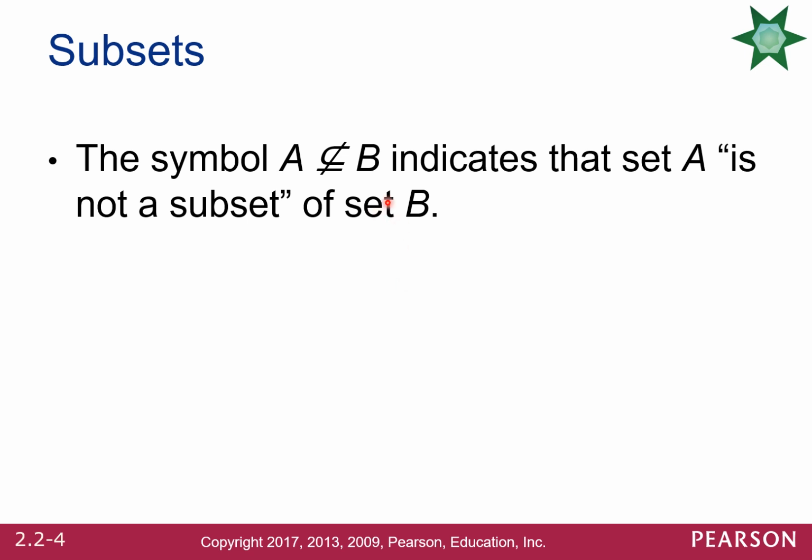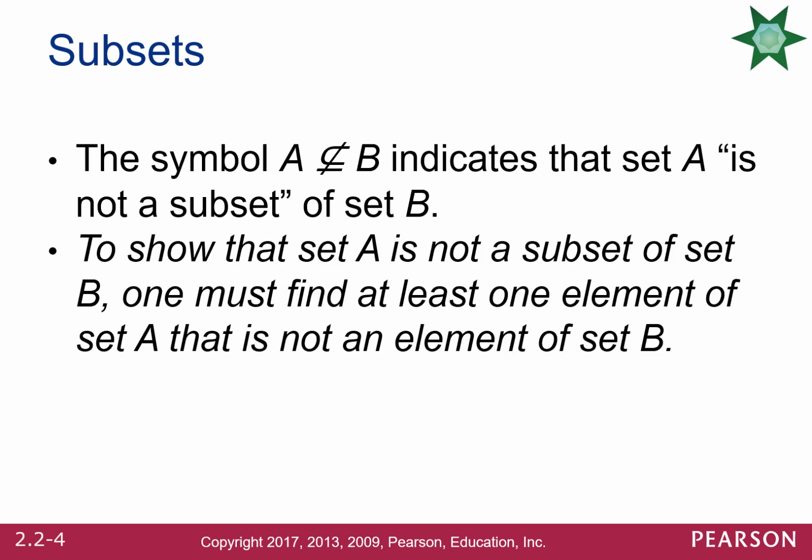Now, a few other rules and notations to know about subsets is that the symbol A and then the symbol for subset crossed out with a diagonal line means that A is not a subset of B. So the symbol A, not a subset of B, indicates that set A is not a subset of set B. So just remember this symbol. It's quite easy to remember. It's just that the symbol for the subset is crossed out. It tells us that something is not a subset of another set, right?